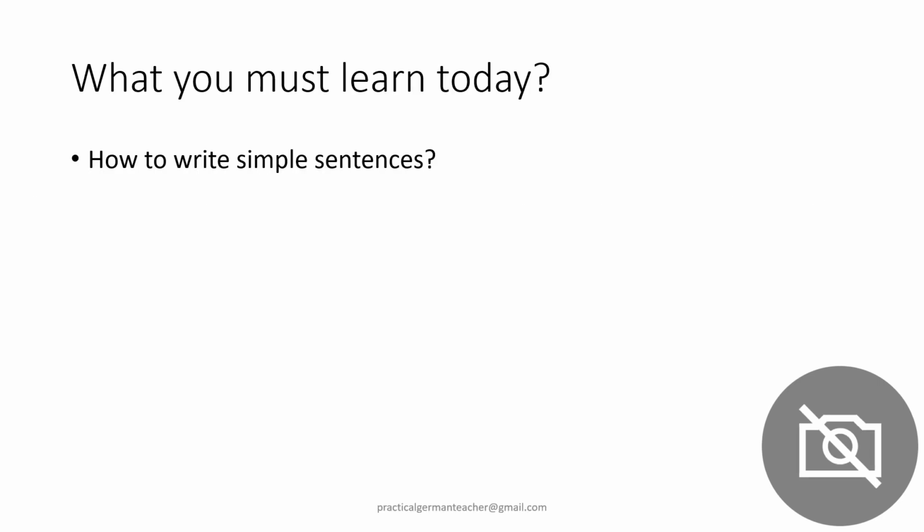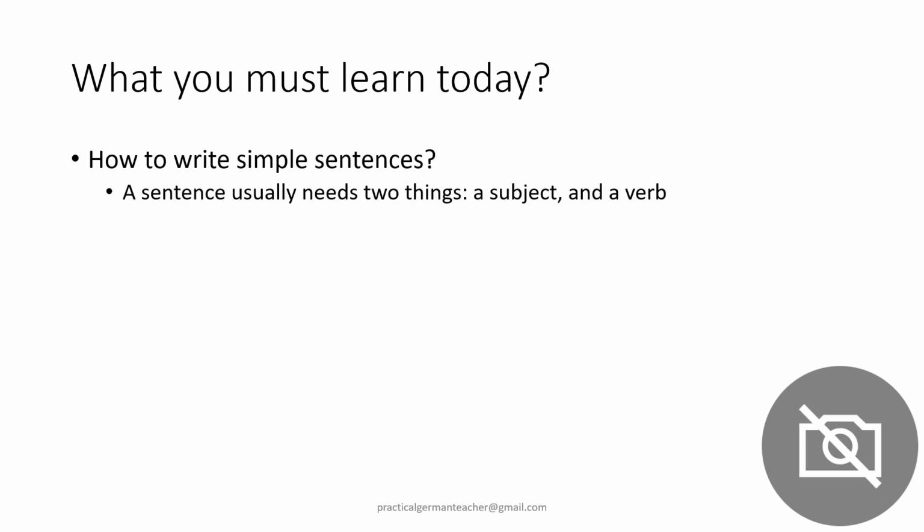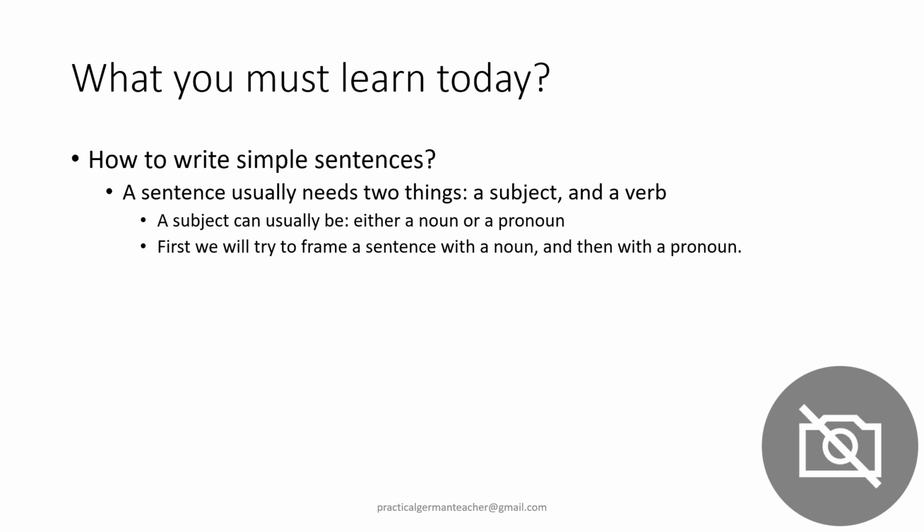I hope you know by now how to frame or write simple sentences. If you ask me, an extremely simple sentence needs two things, a subject and a verb. The subject can be either a noun or a pronoun. Let us try to frame a sentence with a noun. Then we replace the noun with its corresponding pronoun.